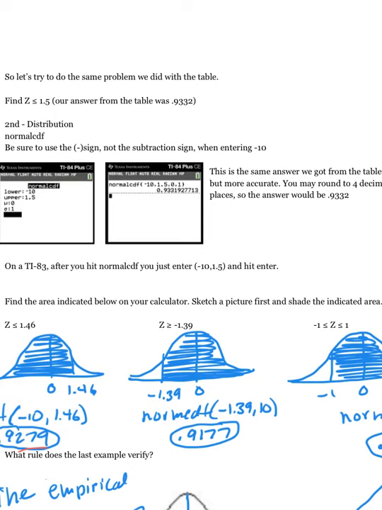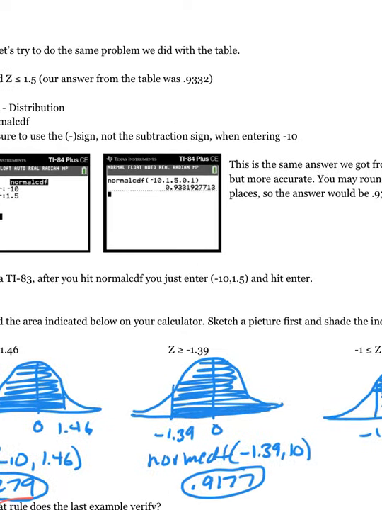So if we did the problem we did earlier today, find the probability that z is less than 1.5, and in the table we found the answer to be this. What we would do on our calculator is go second, distribution, normal CDF, and then we would type in the lower z-score, which would be -10, and the upper z-score, which would be 1.5. We keep the mean and standard deviation as 0 and 1 on the 84.